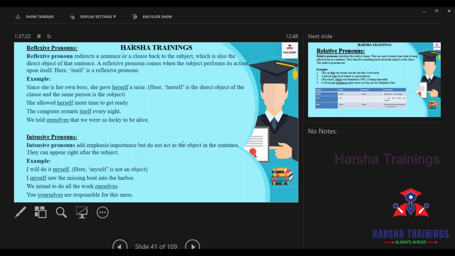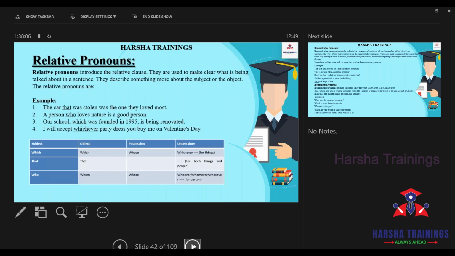I will do it myself only. Okay, you need not help me, right? That means I'm emphasizing, I'm giving importance to myself and saying that I will do it. I don't need any help. Okay. I myself saw the missing boat into the harbor. The boat has gone missing and I myself saw it. So I'm again emphasizing myself here, right? We intend to do all the work ourselves. So anywhere you want to emphasize something, we use intensive pronouns. Understood? Okay.